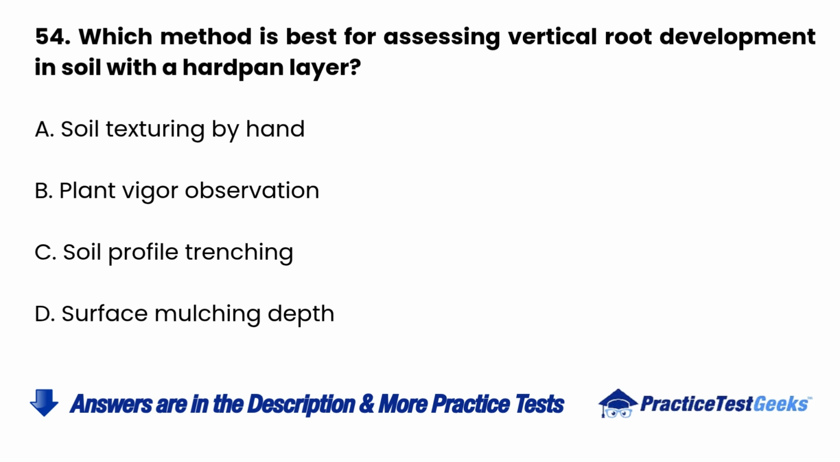54. Which method is best for assessing vertical root development in soil with a hardpan layer? A. Soil texturing by hand. B. Plant vigor observation. C. Soil profile trenching. D. Surface mulching depth.